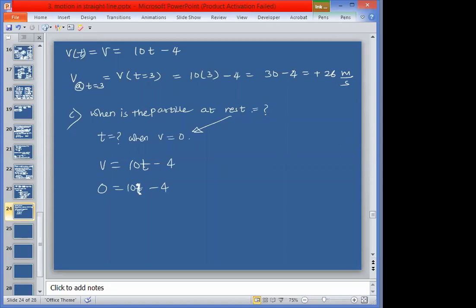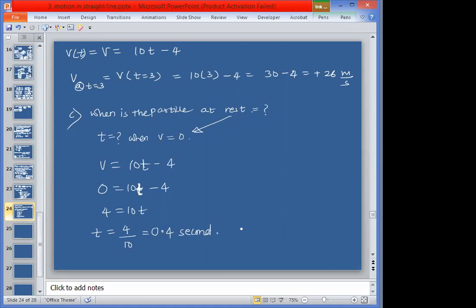10t minus 4. Put this minus 4 on the left hand side. That will become plus 4. What is its value? Sir, 4 as it is and this 10 in the denominator. Write 4 as it is, send 10 to divide. Answer will be 0.4 second.